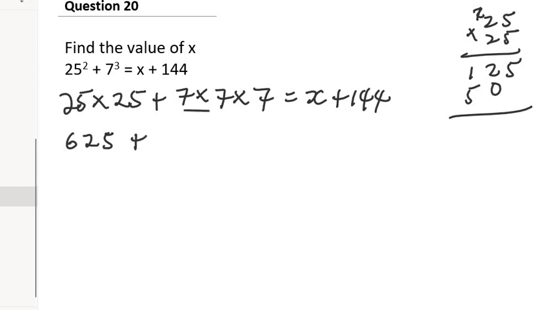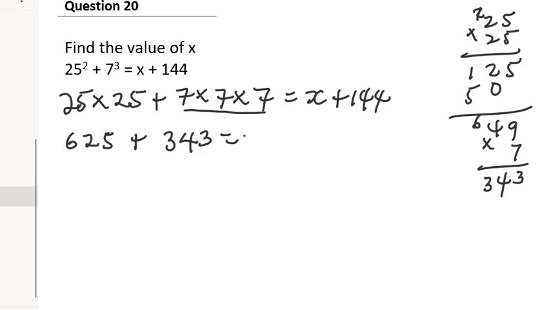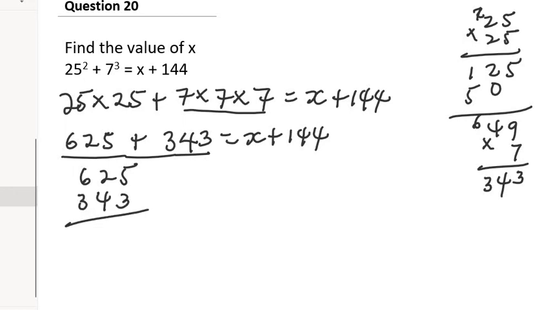Plus, let's also multiply this. 7 times 7 is 49. 49 times the last 7, 9 times 7, 63, 3 brings 6 here. 7 times 4 is 28. 28 plus 6, 34. So we have 343. Okay, now we need to sum these two together. 625 plus 343 will give me 968. What we have here, 968 equals x plus 144.